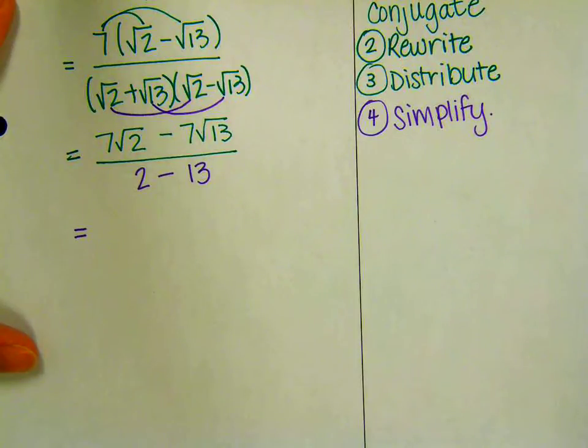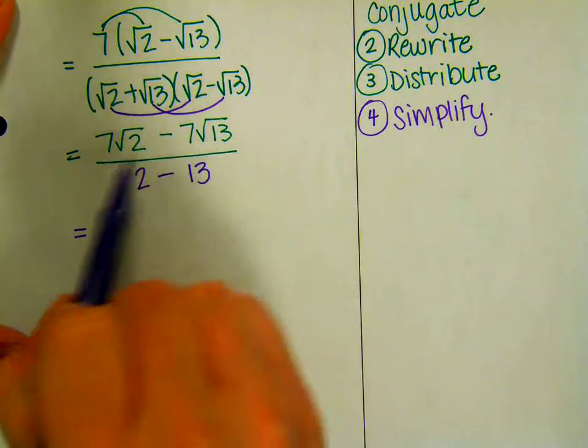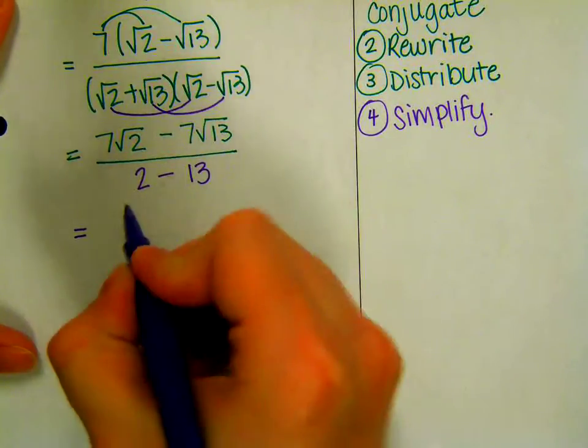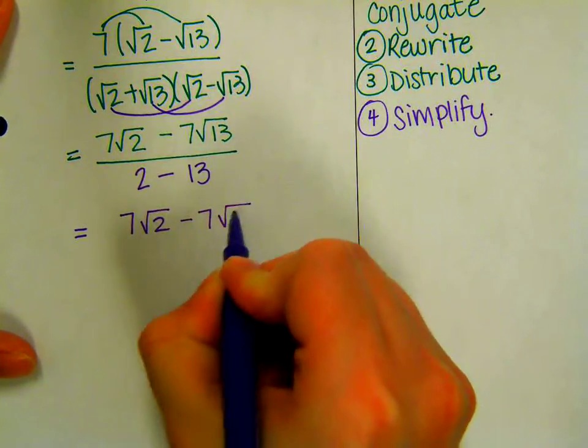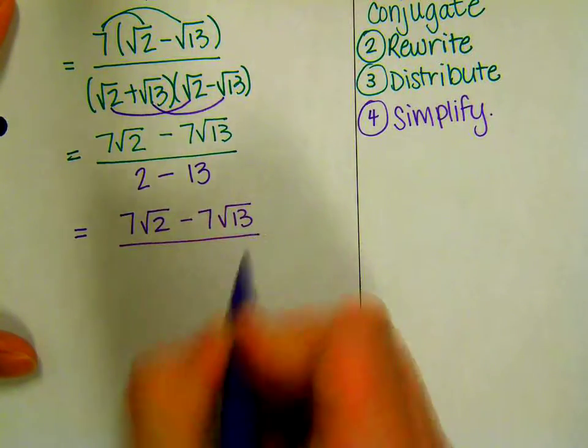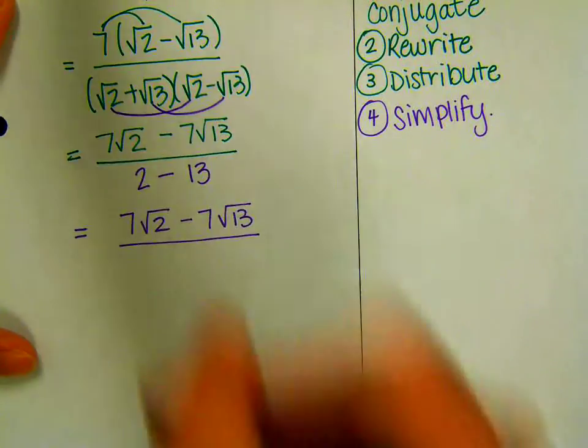Perfect answer. It doesn't have the same radicand. So 2 and 13 are not the same number, so I can't subtract these two things. So that can't be simplified any further. So I'm just going to rewrite 7 root 2 minus 7 root 13. And then 2 minus 13 is negative 11, so that's my final answer.